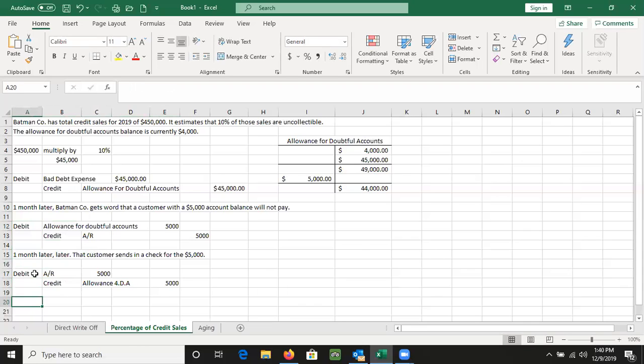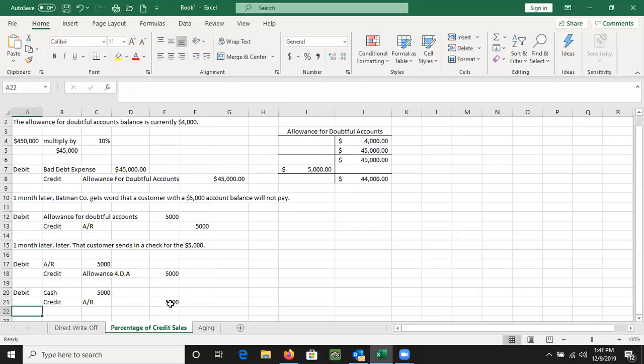Then collect it like you normally do. Debit cash, credit accounts receivable, 5,000. Okay.